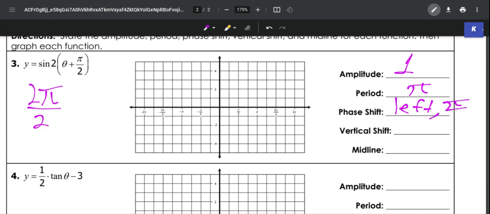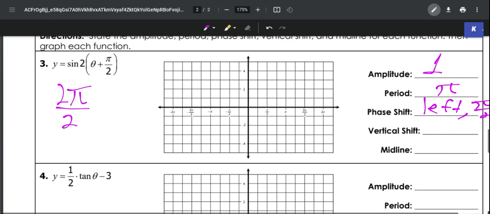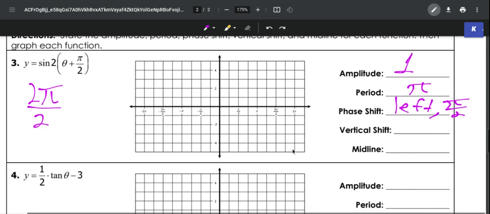pi over 2 units. Then notice here, you don't have anything added or subtracted outside of your parentheses. So this would be like saying +0. So that means nothing's happening here on the vertical axis. So there's no vertical shifts. So you would just say none. And that means that our midline is just the x-axis. So the x-axis is y is equal to 0. So our midline doesn't change.